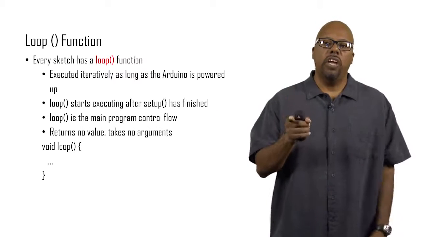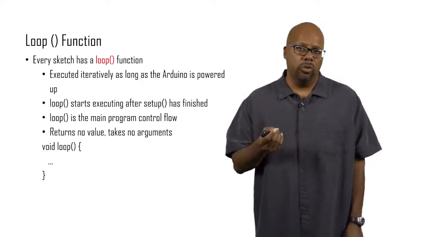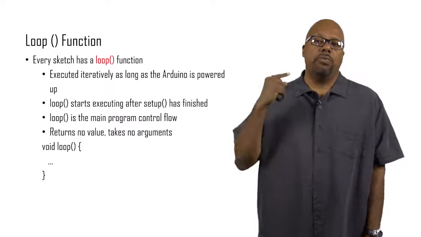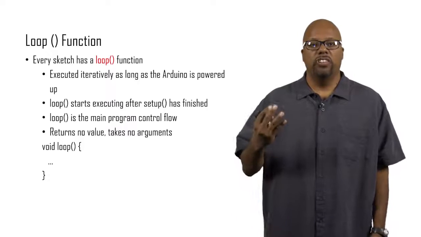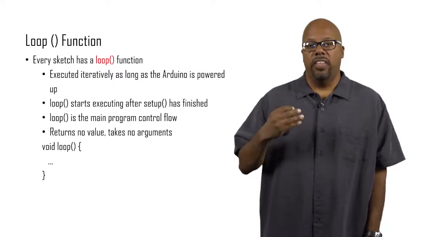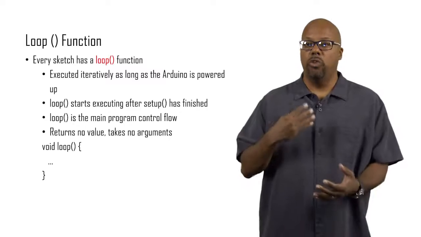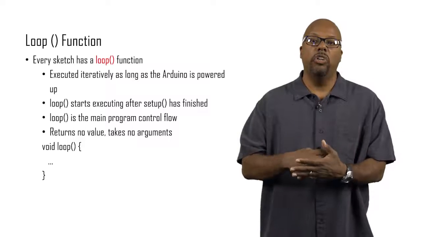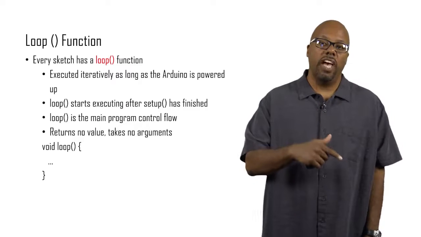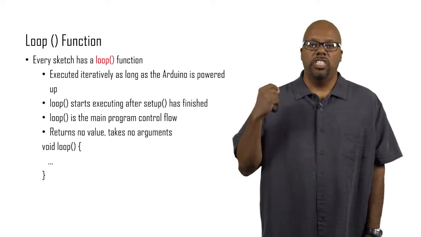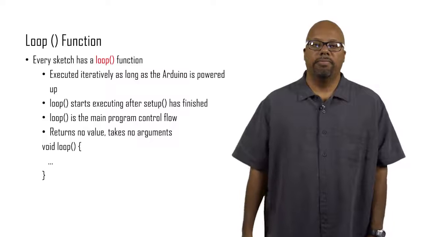Whatever code you write in this loop, that's the main body of your code. It happens over and over forever, as long as the Arduino is powered on. So you have to understand that about its execution. That's how it's supposed to act, and that's how it's going to act. You put whatever main control flow you want into the loop function, which again takes no arguments and returns no value. Just understand that it will get executed over and over.